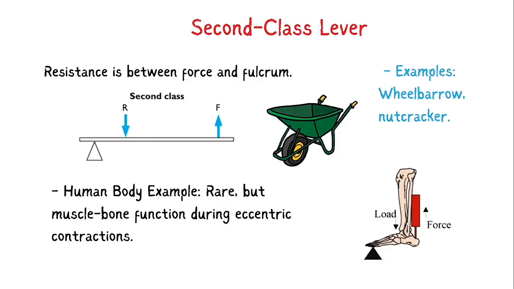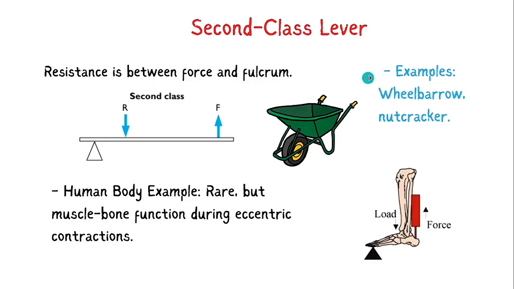Now let's come to second class lever. Here, the resistance is between the force and the fulcrum, meaning the resistance is in between, and the force and the fulcrum are on the sides. For example, wheelbarrow, nutcracker. Now let's see the wheelbarrow in detail. Here, the fulcrum is at one end, the wheel. The load is what's inside the barrow, in the middle, and the effort is applied at the other end, the handles. Because the load is in between the fulcrum and the effort, it is the second class lever.